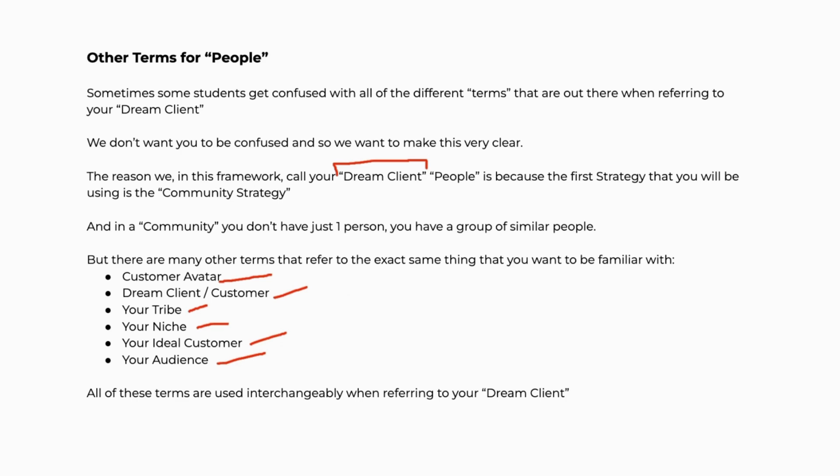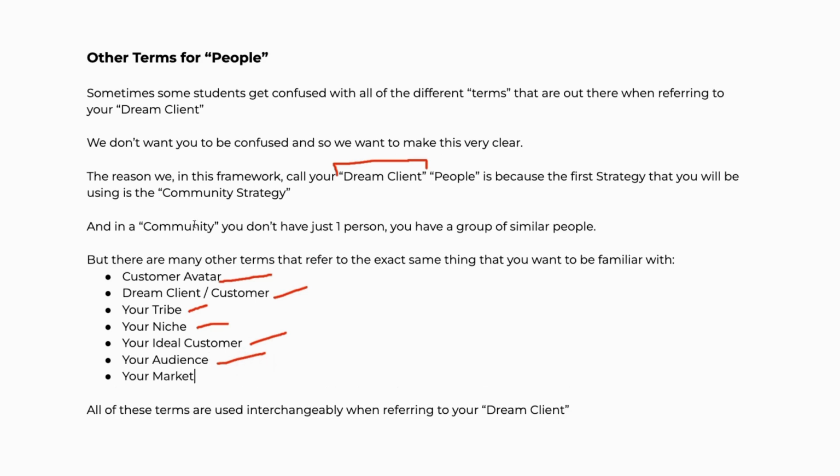All of these are terms that are interchangeable when referring to your dream client and your people, right? Sometimes you'll even hear us talk about your market. I'm going to add that one on here. That's another term we're referring to, and it all means the exact same thing, okay? So I just wanted to clarify the terms on that.